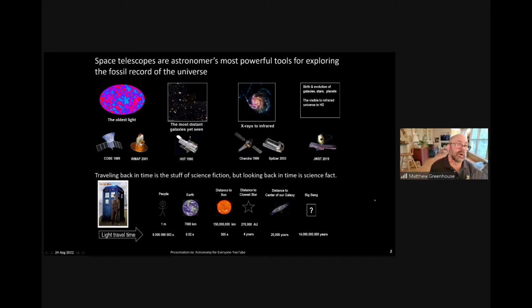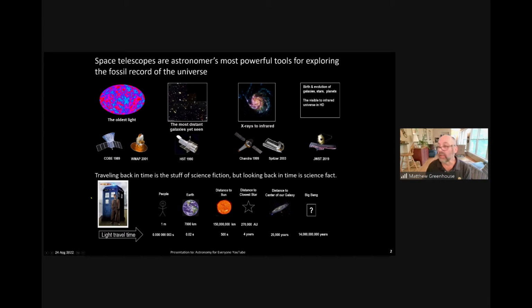Yep. Now, we could start out with just what is the James Webb Space Telescope? Well, if I can share my screen. Okay, the JWST and space telescopes in general are our most powerful tools for looking back in time to study the fossil record of the universe.